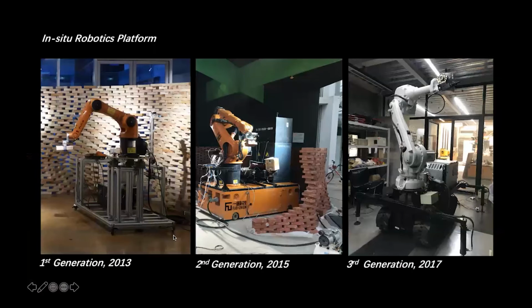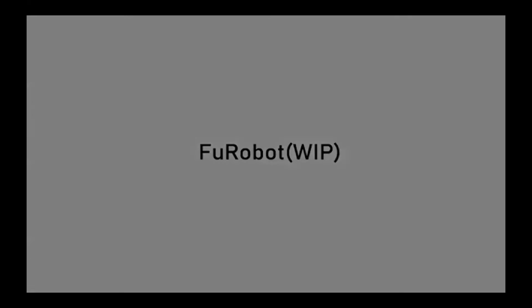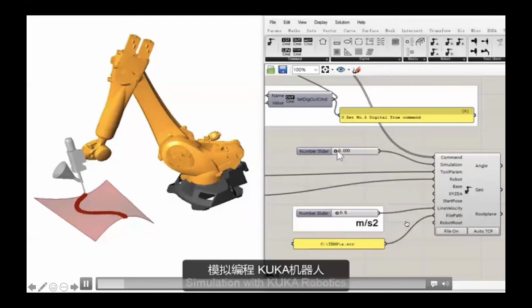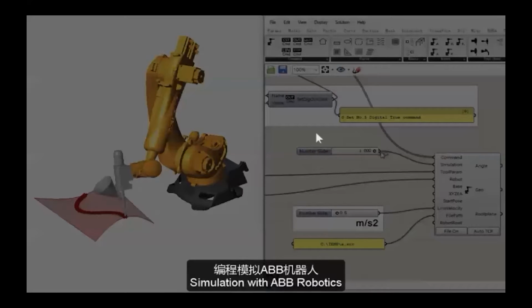So this also includes some in-situ robotic platforms of different generations. This year we developed the 9th generation. Every year since 2017, we have developed one to two generations to introduce this platform into the construction process. This is another platform we developed to control all the robotics, which is FE-Robot.